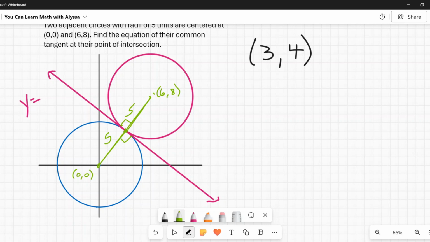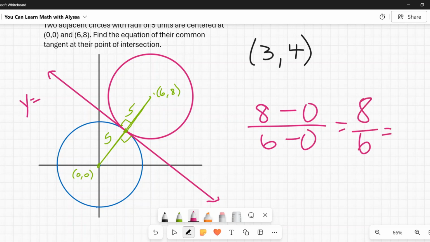Okay, how do we find the slope of this line segment? Slope of a line is change in y over change in x. So for the change in y, I can start with either one as long as I start with the same on top and bottom. So if I start with this coordinate pair on top, I need to do the same on the bottom. Start with 8 minus 0. Start over here with 6 minus 0. So 8 over 6, which simplifies to 4/3. So there is my slope of the green line segment.